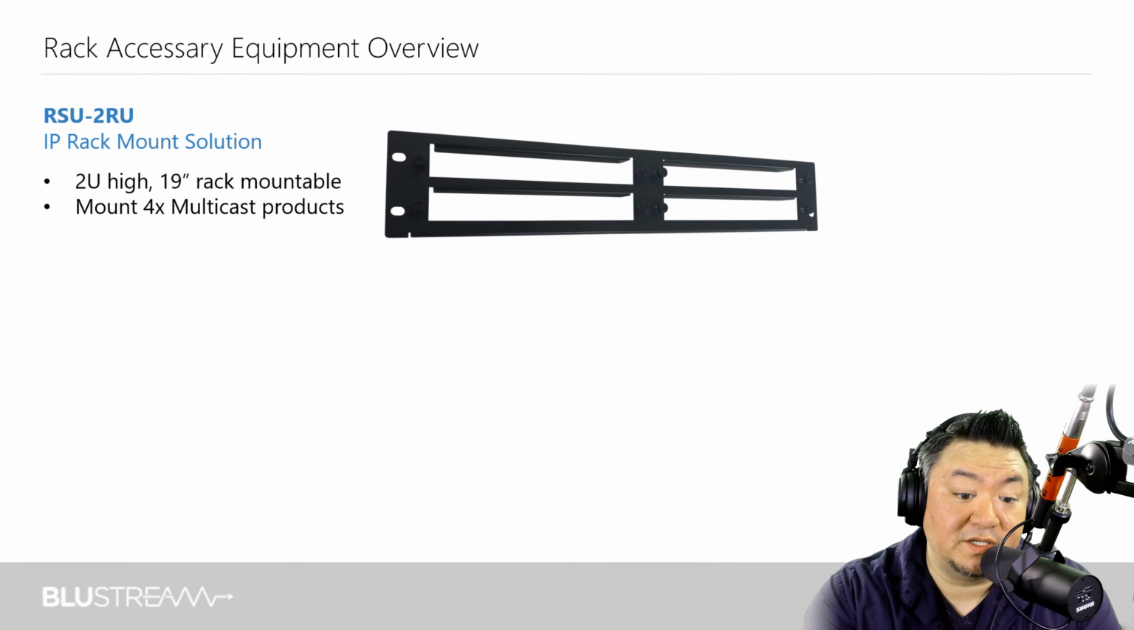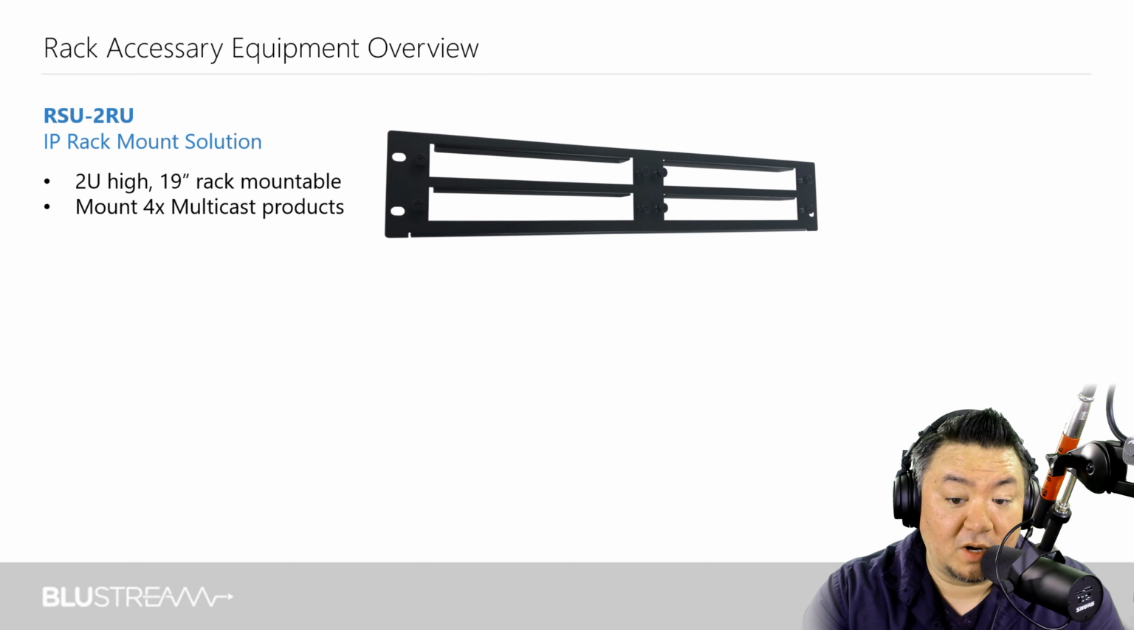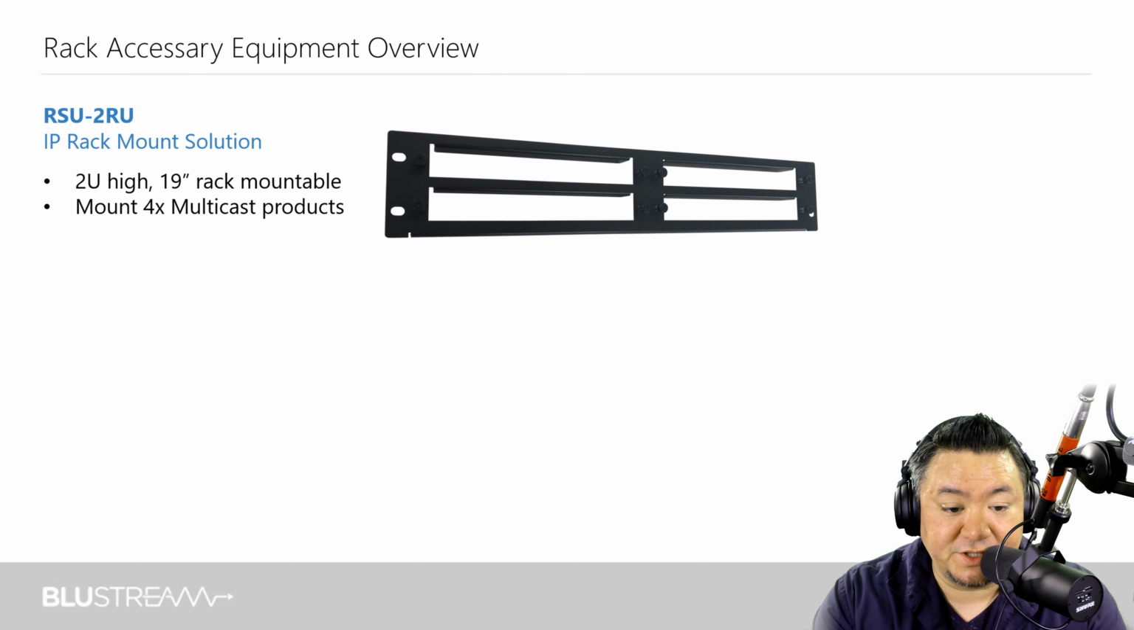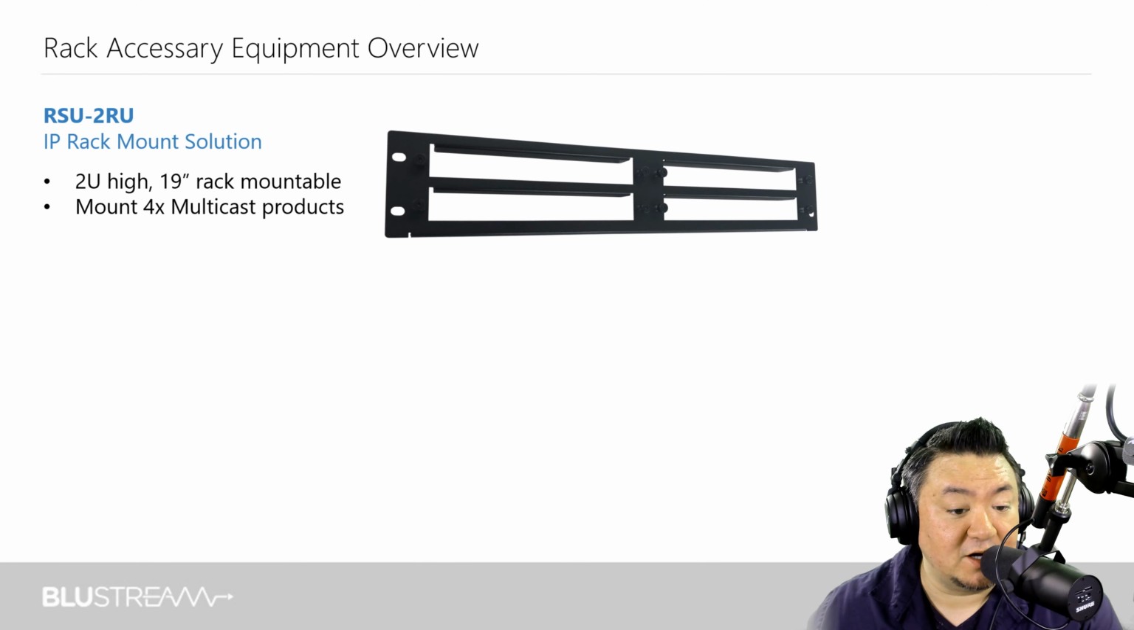Okay, so for accessories, the RSU-2RU has been designed purely for use with multicast. This 2RU height unit will house 4 transmitters or receivers in the customized slots to fit neatly into a 19-inch rack installation.